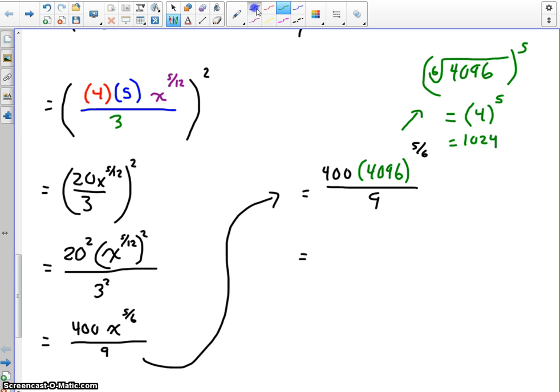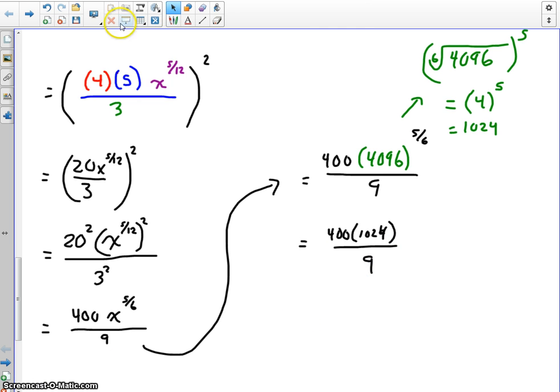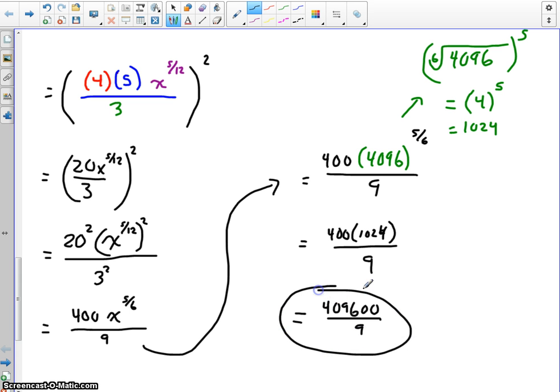Okay, so the entire next line simplifies into 400 times 1024 divided by 9. Okay, so you just simplify that as much as you possibly can. So 400 times 1024 gives you 409,600. And that's all over 9, and this does not reduce any further, so you're done there.